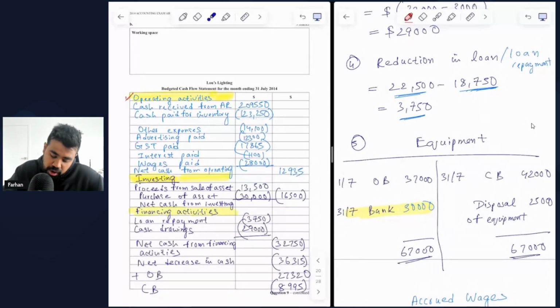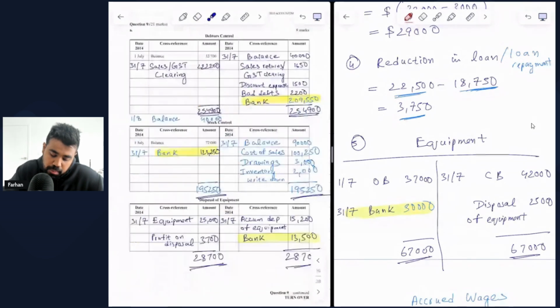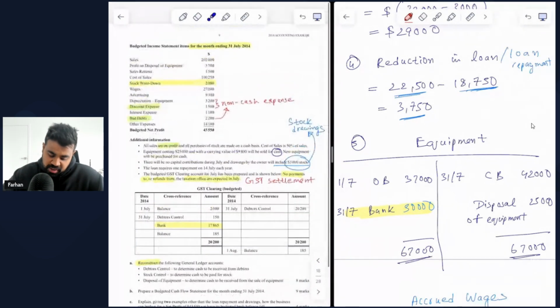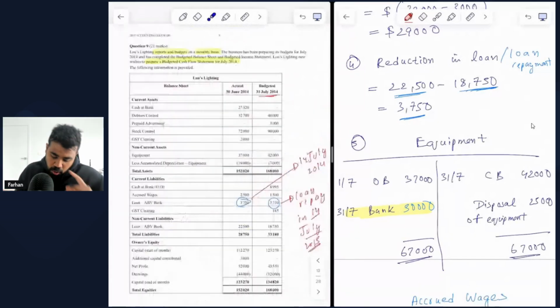Then we have included other expenses of 14,100. Where did we get this from? We got this from the budgeted income statement. And we can confidently say that this other expenses has been paid for in cash because you can check the current liabilities section of the balance sheet and you will see that the only expense that is accrued is the wages.